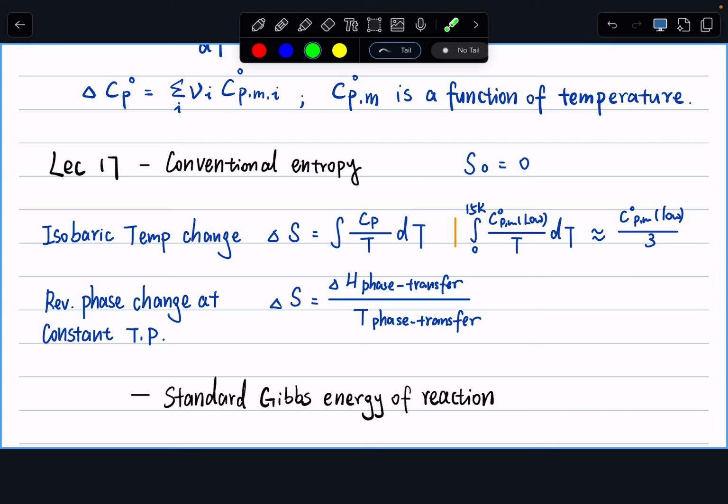Remember the SO2 example of how do we calculate the conventional entropy of a species at certain temperature. All right, so we did a lot of derivation there, like remember, use the area below the curve to estimate how does the entropy change. And then for low temperature range, we're estimating that your delta S is roughly equal to the Cp naught low over 3. And for reversible phase changes, your delta S equals delta H phase transfer over T phase transfer.